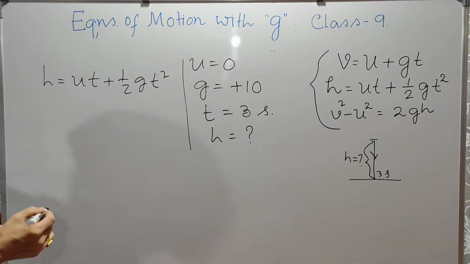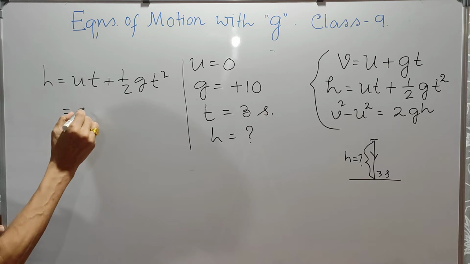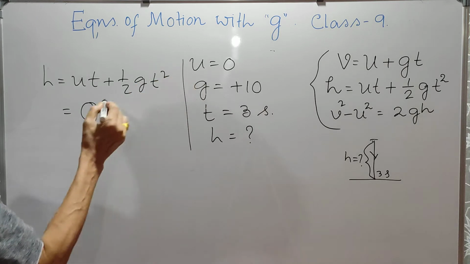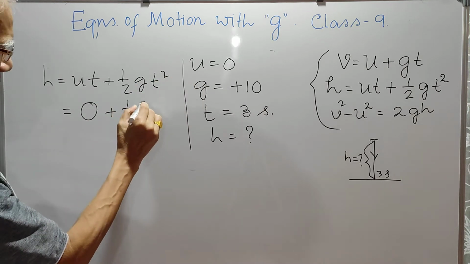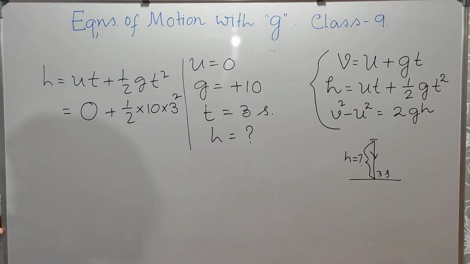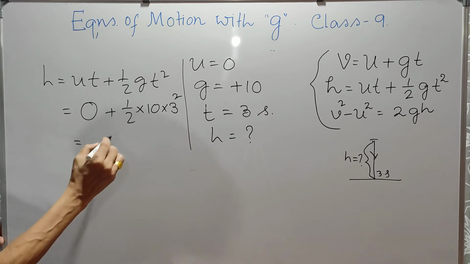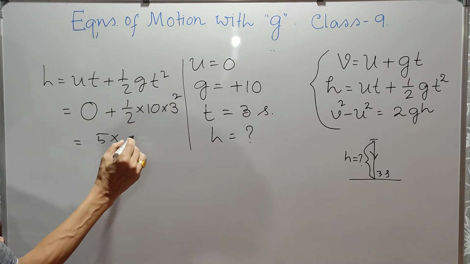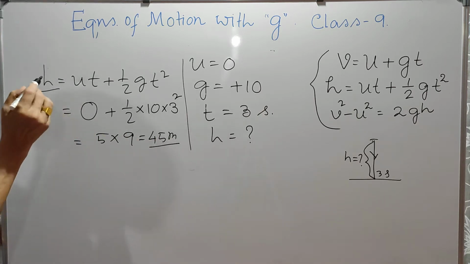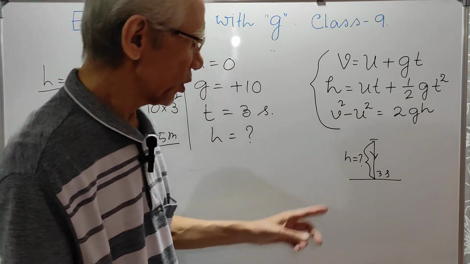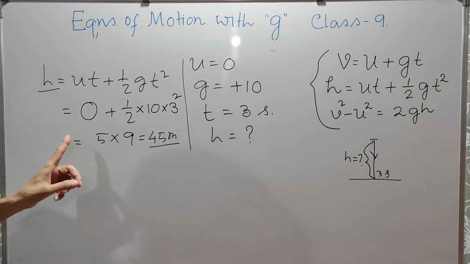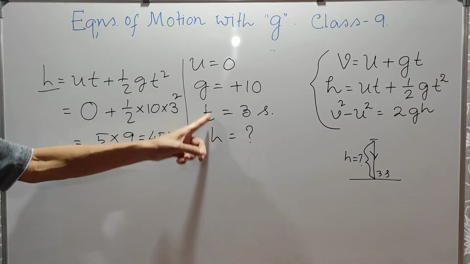You followed? Now we have to find h. So we'll continue. U is 0, so 0 into t will be 0, because u is 0. Half into g, g is 10. Now t, t is 3, 3 square. So this is 0. So half into 10 is 5, 5 into 3 square, 9, that means 45. 45 meters. This is the height from which the body was dropped. So the body was dropped from a height of 45 meters.